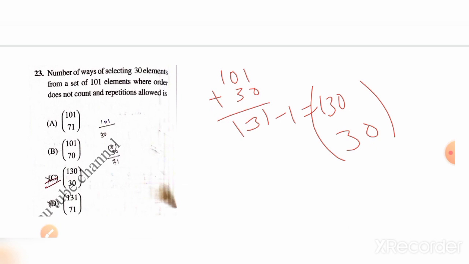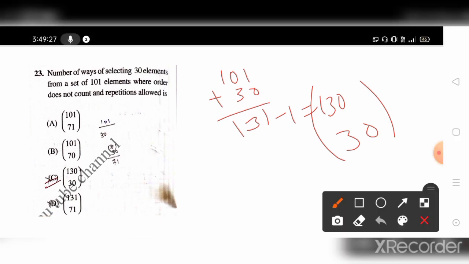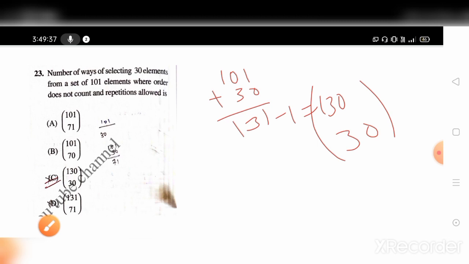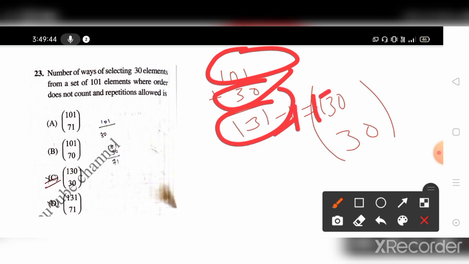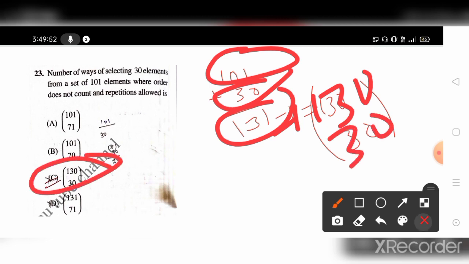Number of ways of selecting 30 elements from a set of 101 elements, where order does not count and repetition is allowed, is written as 101 plus 30, 131, minus 1, that is written as 130, and number of ways of selecting, that is 30. Therefore option C is correct.